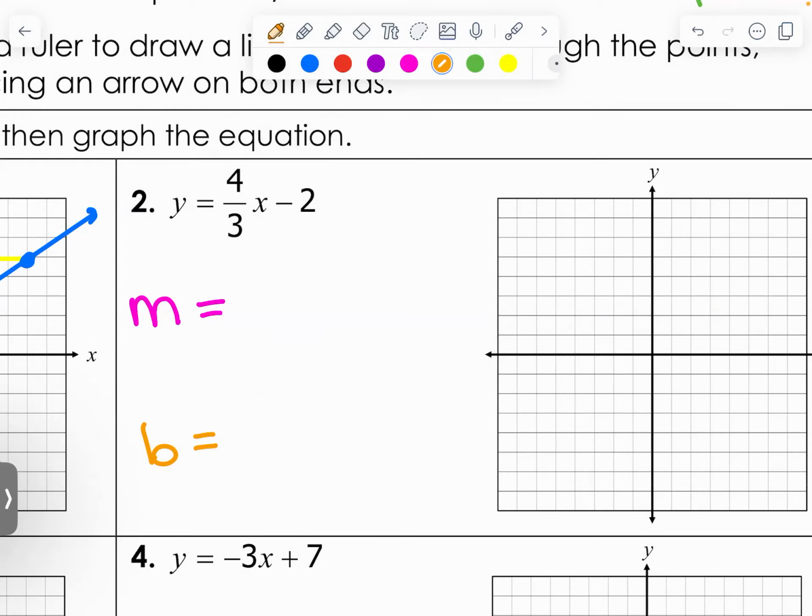I only asked you to identify M and B. I'm not asking you to graph it yet.